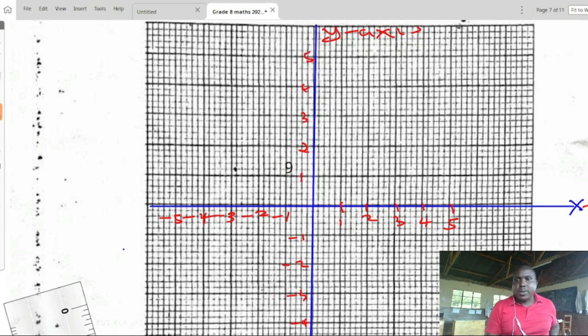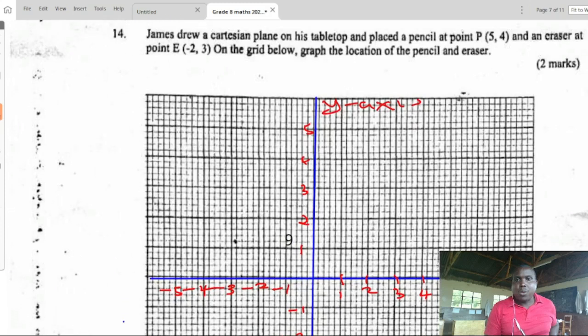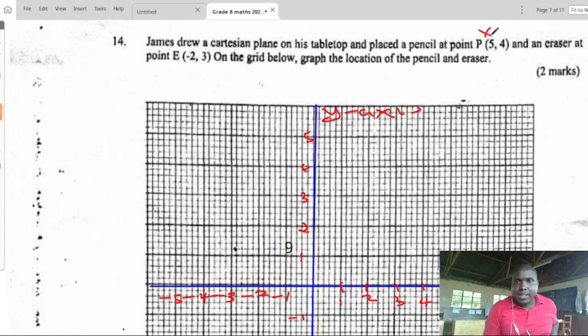So if I want now to locate this point P, (5, 4), the first one is the x coordinate and the second one is y. So you start with the x coordinate.